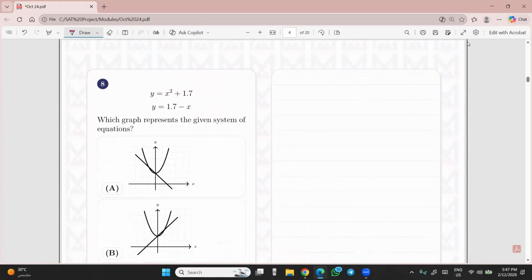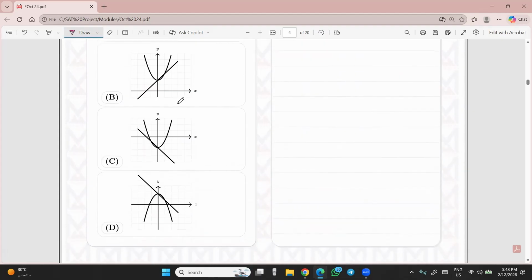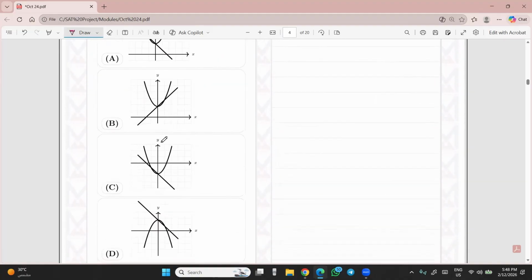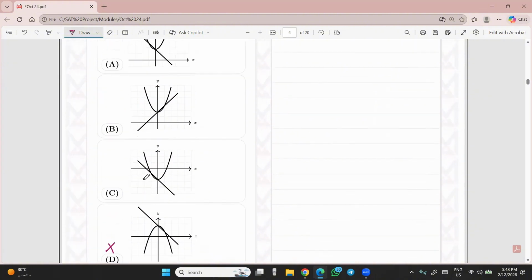And then number 8. We have a system of 2 equations here, and which graph represents the given system of equations? As you can see, we have 4 graphs, and we can consider which one. If we look at the first equation, for example, that's a quadratic equation. But x squared here is a positive value, which means if we don't have a negative coefficient with x squared, the graph always opens upward like this. So here we can eliminate letter D. This is looking downward, as you can see, so we cannot consider D as an answer.